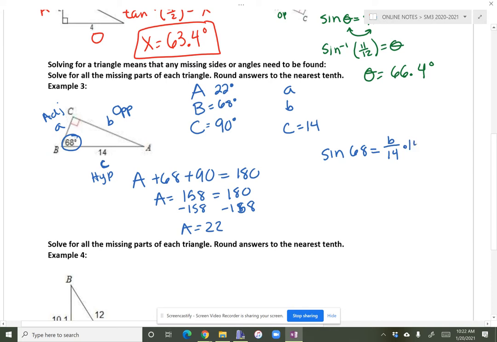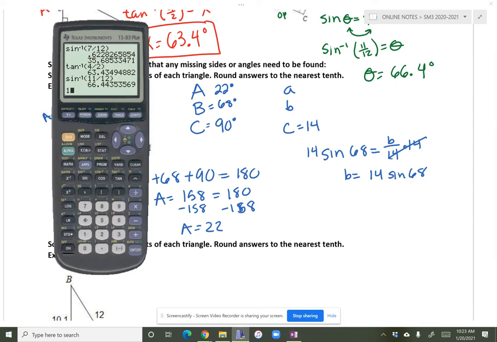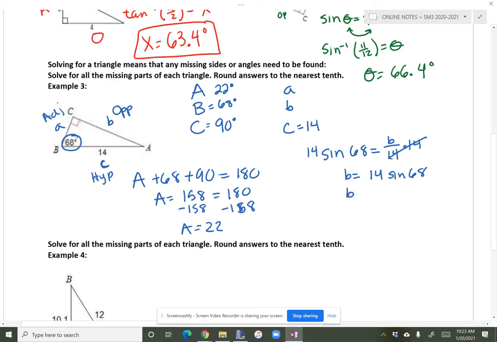Okay, and then I'm going to multiply by 14, and I get b equals 14 sine of 68, and I grab my calculator. 14 sine of 68, and because I'm solving for a side length, I'm not using the inverse button, and I get 12.98, which I'm going to round because it says round to the nearest tenth. I'm going to say b equals 13. Okay.